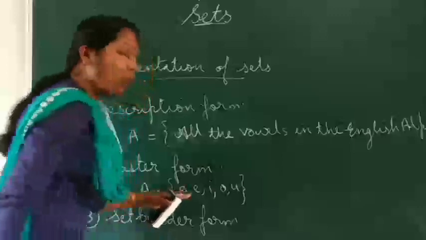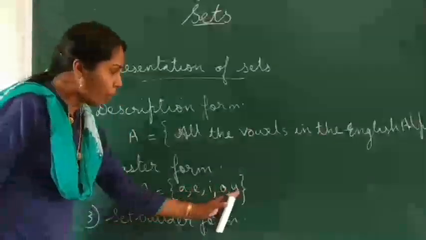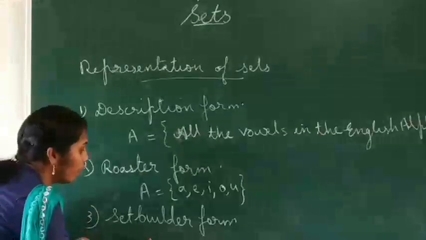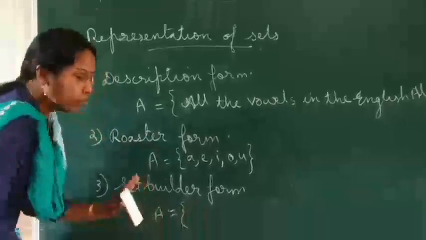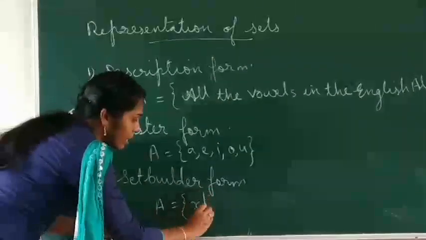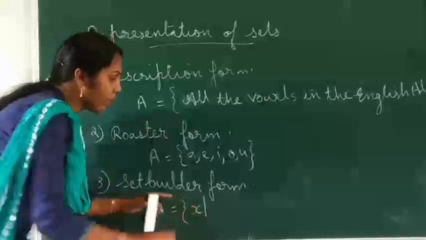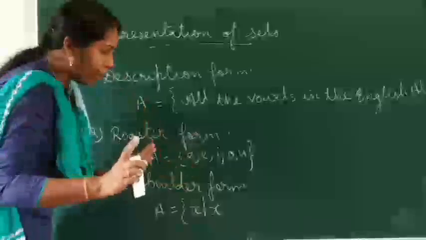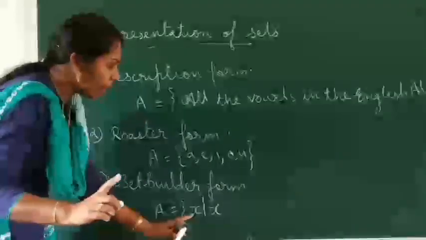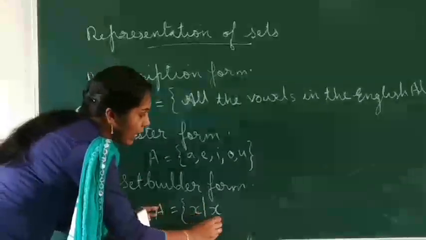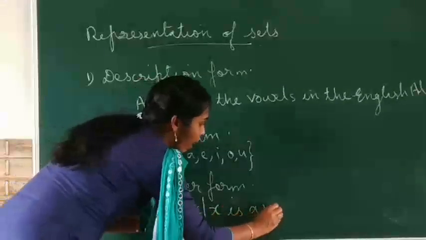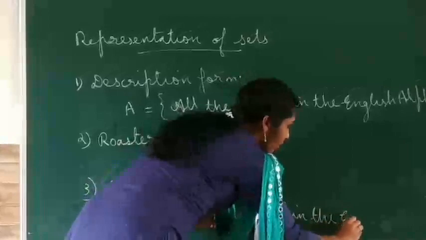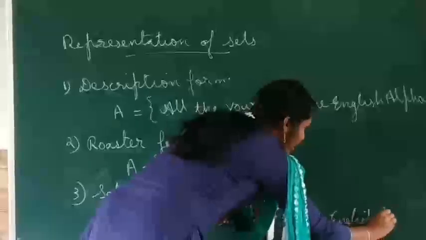Here we write all the members of the set separated by commas inside the curly brackets. Now third one is set builder form. In set builder form, we can write it like this. A is equal to the set of all x such that, this symbol is read as such that, x is, now we write the property of a particular member, that is x. Set of all x such that x is a vowel in the English alphabets.